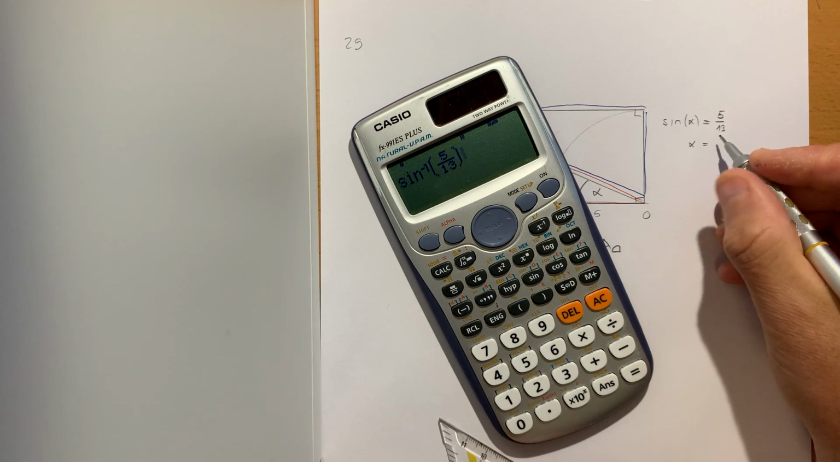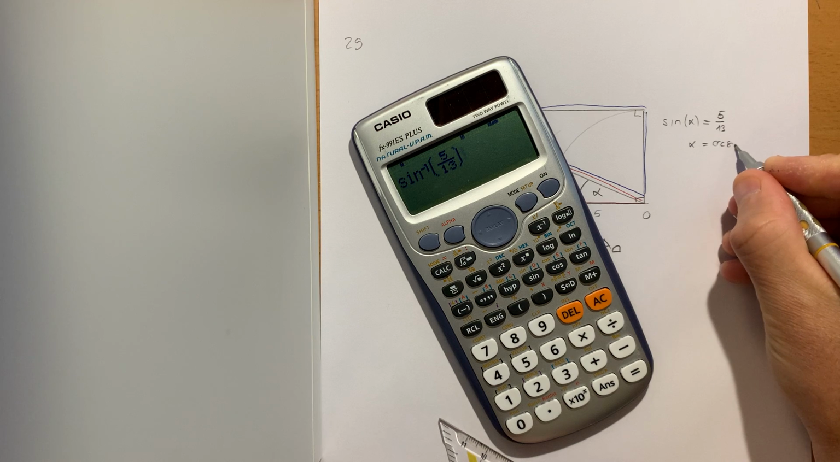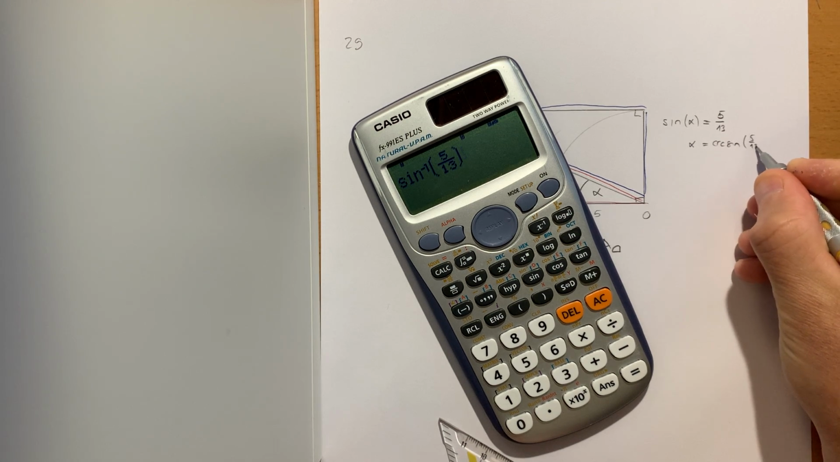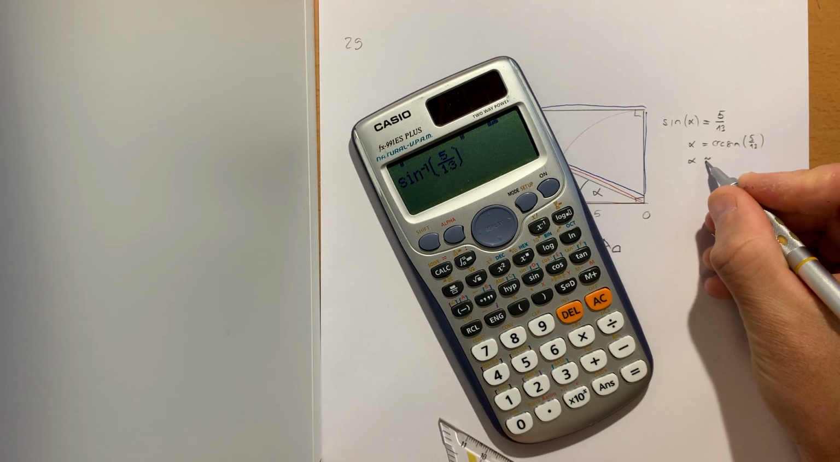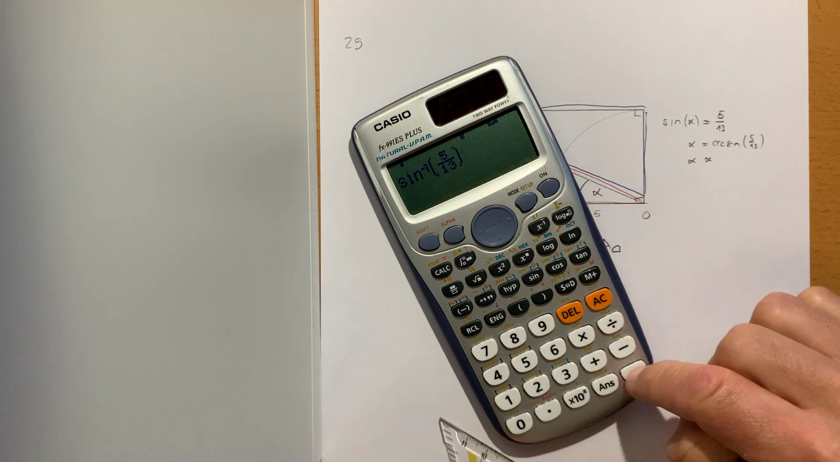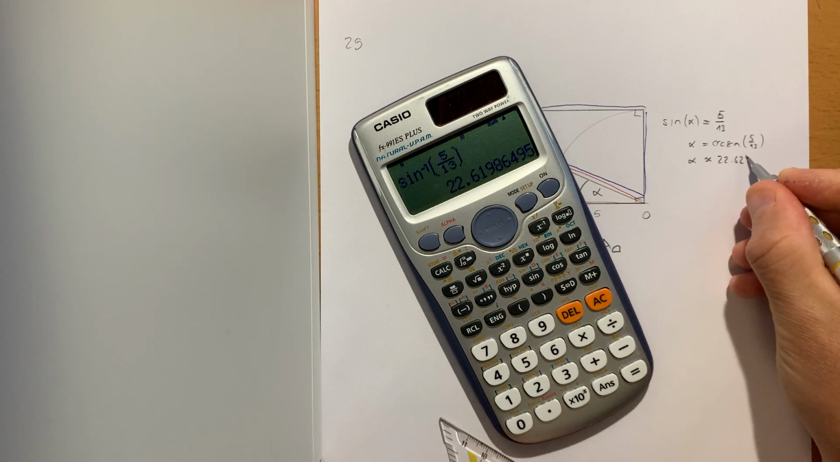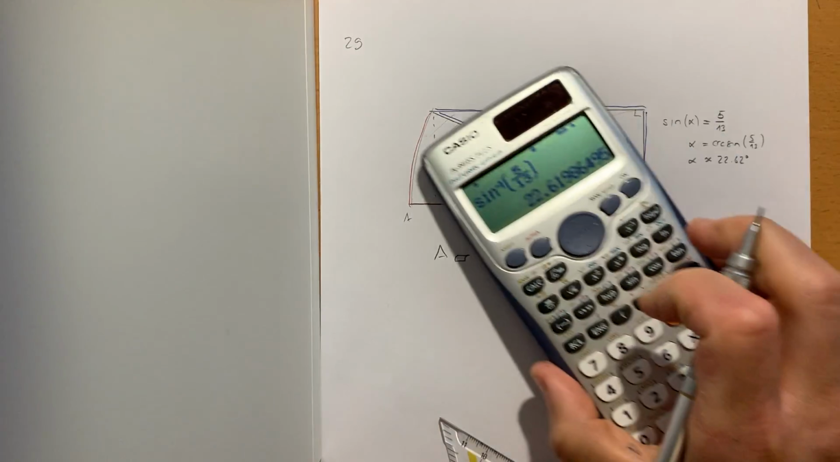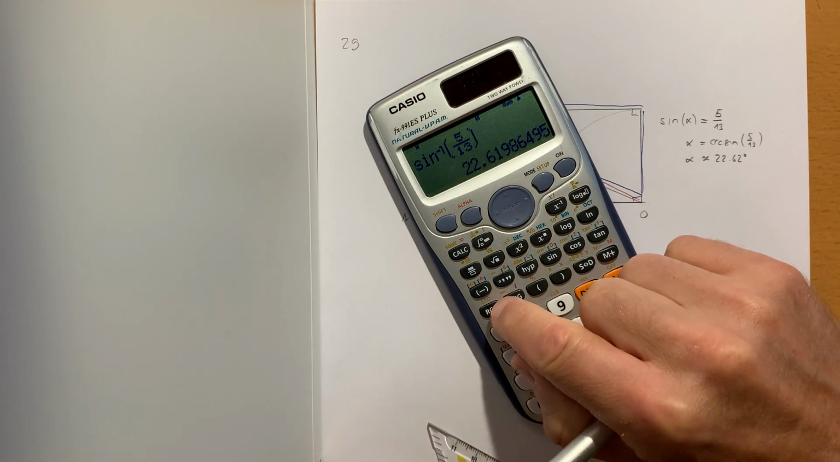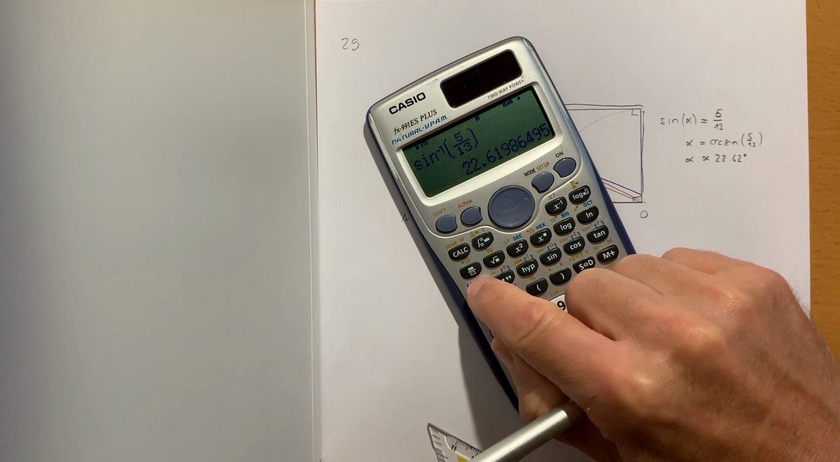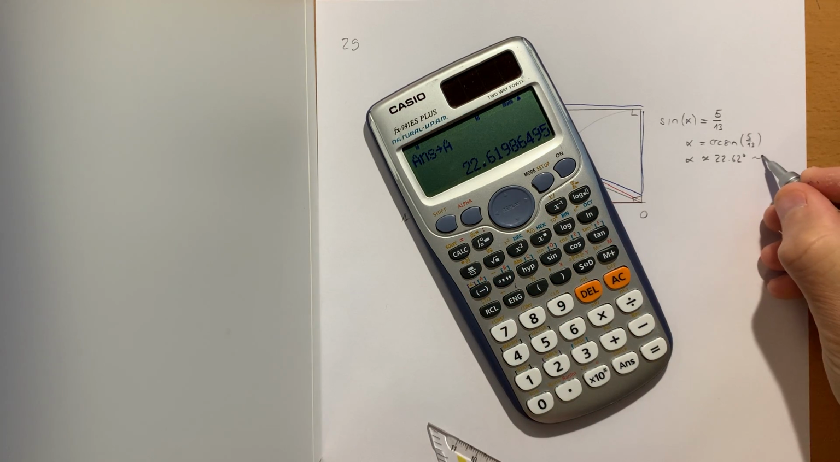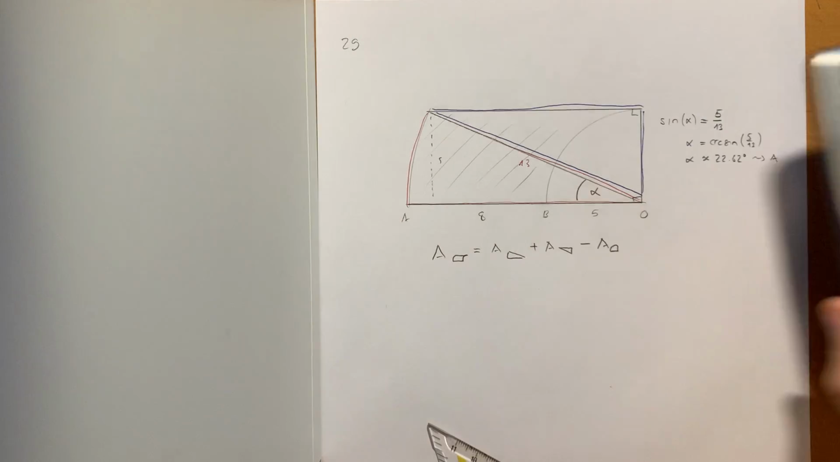So let's write that up. It's arc sine of 5 over 13, and that's approximately equal to 22.62 degrees. So let's store that. Shift store A. So this is going to be A. We'll need it later on.